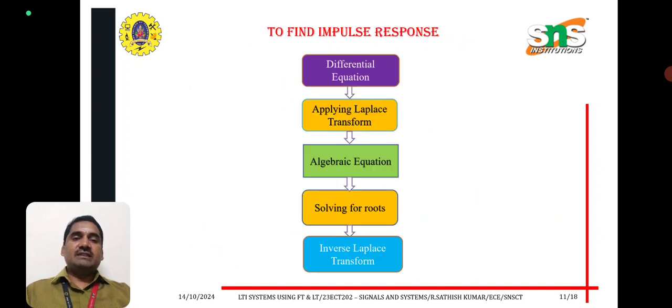This is the steps to find the impulse response of the system. First, for the differential equation, we apply the Laplace transform, find the algebraic equation, and then solve for roots. Finally, we can take the inverse Laplace transform of the system transfer function. We can get the impulse response of the system.